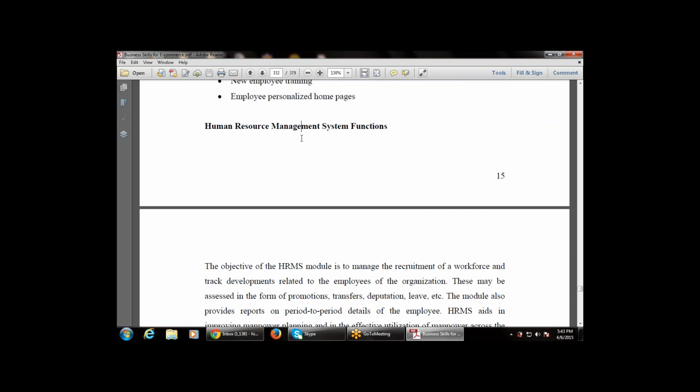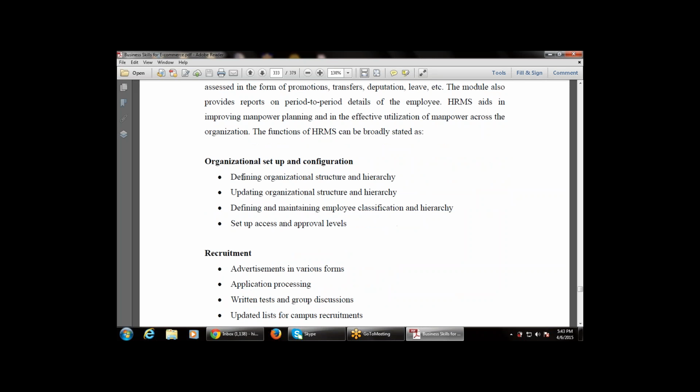Now, what are the various management functions? These are the various functions: define the organizational structure and hierarchy, update the organization structure, and set up the access and approval levels.